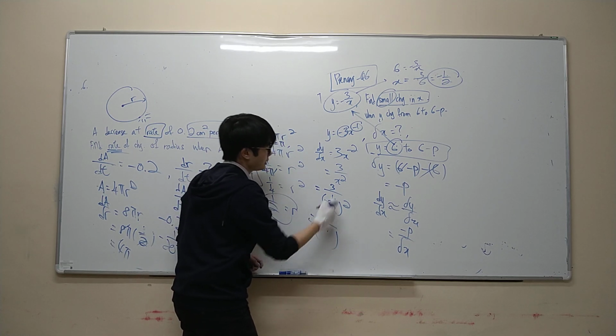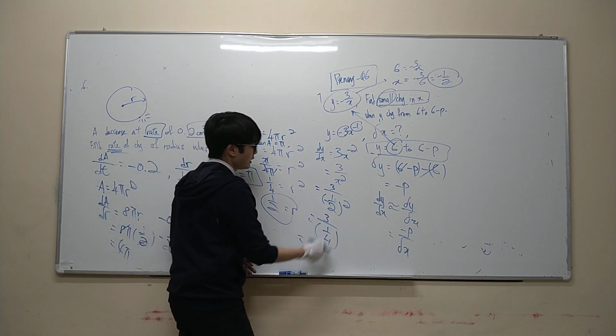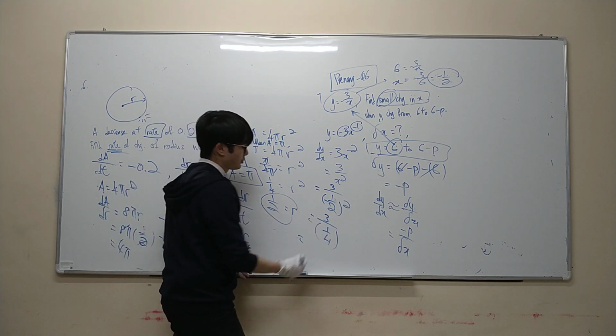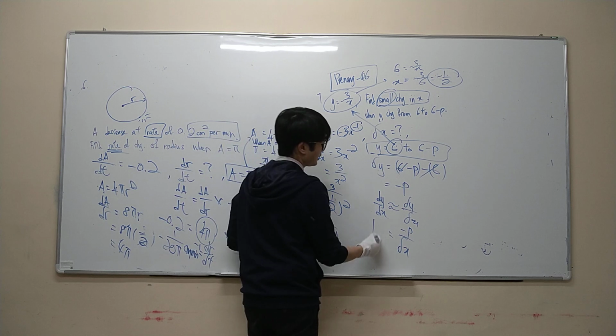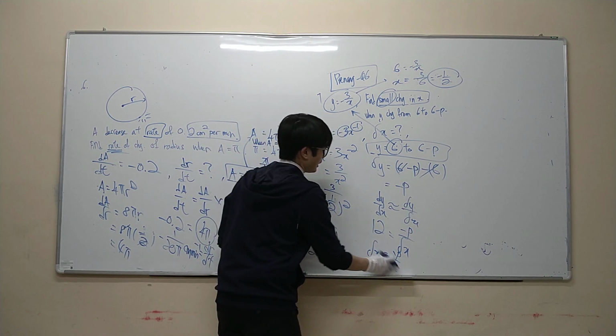So 3 over, what is 1 over 2 squared is 1 over 4. Negative 2 hilang, huh? So 3 divided 1 over 4 means 3 times 4. So it's 12. And the 12 you just put in here. So the delta x is negative p over 12. Okay, and that should be the answer.